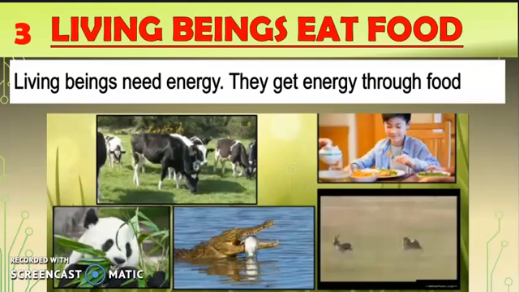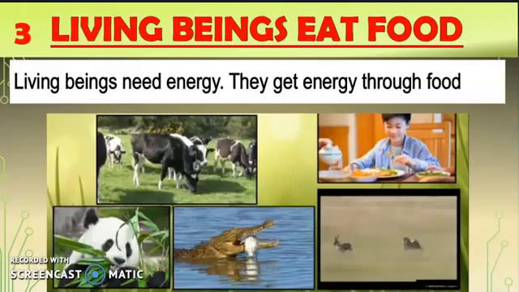Now, these are the pictures of various kinds of animals and their eating habits. You see the cow and giant panda, they are eating plants. The crocodile is eating fish. The cheetah is trying to chase and catch the deer for food. The humans eat various kinds of food. Okay, we will talk about this in detail later.